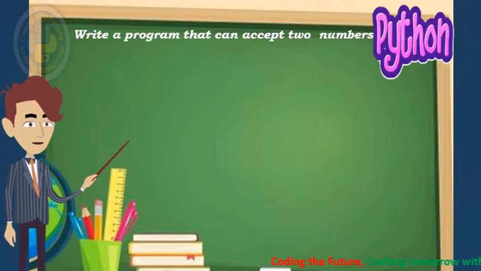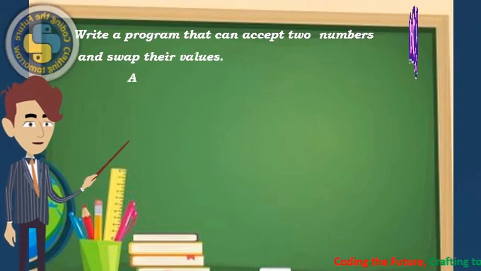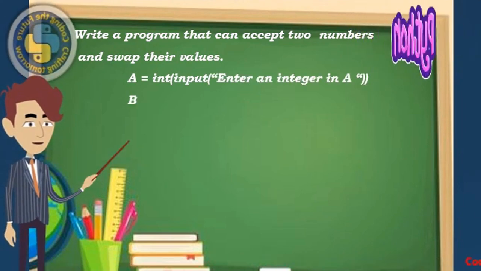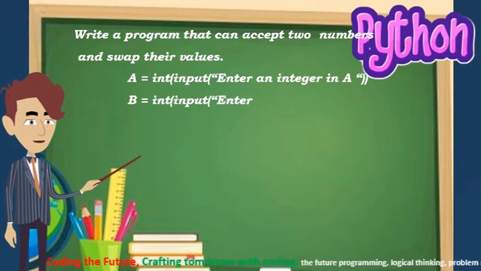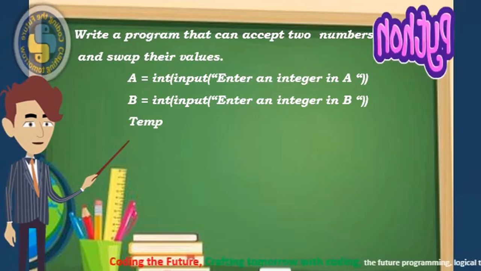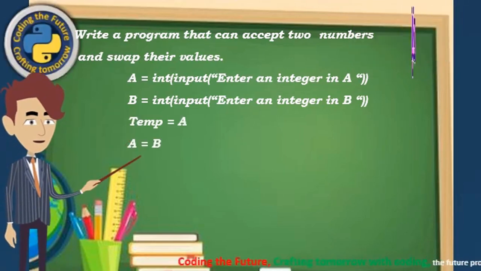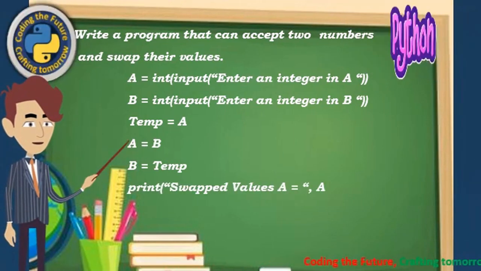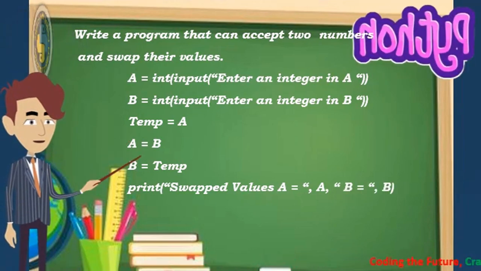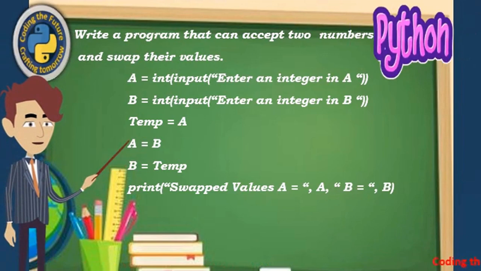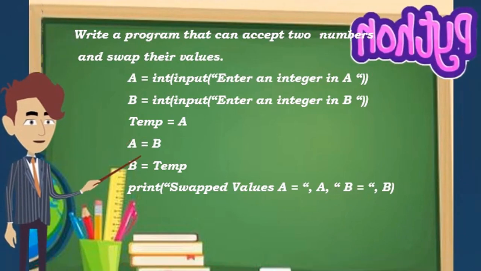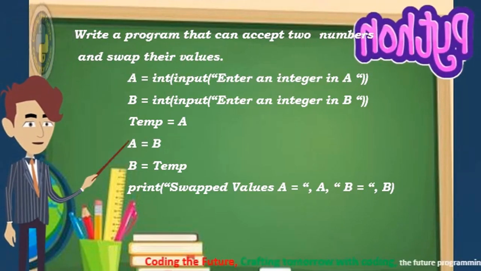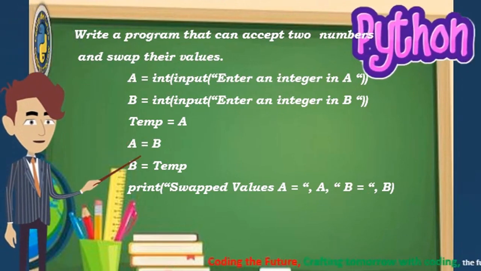Write a program that can accept two numbers and swap their values. A = int(input("Enter an integer A")), B = int(input("Enter an integer in B")). Temp = A. The value of A will be stored in the third variable temp. A = B. The value of B will be stored in variable A. B = temp. The value we stored in temp will be stored in variable B.